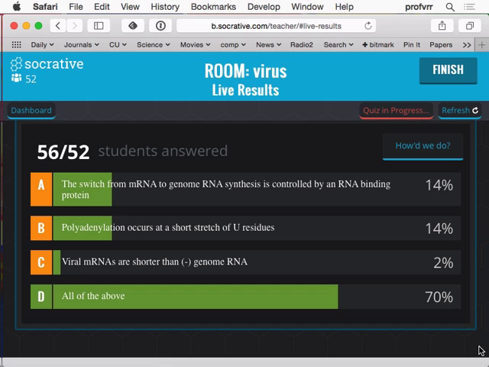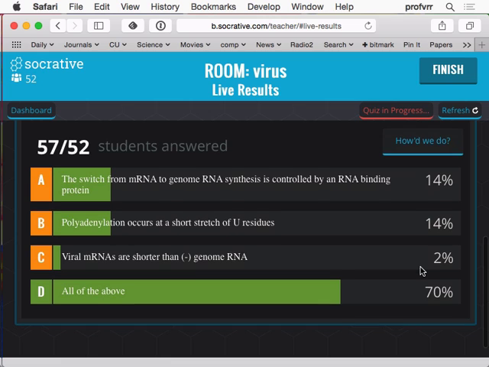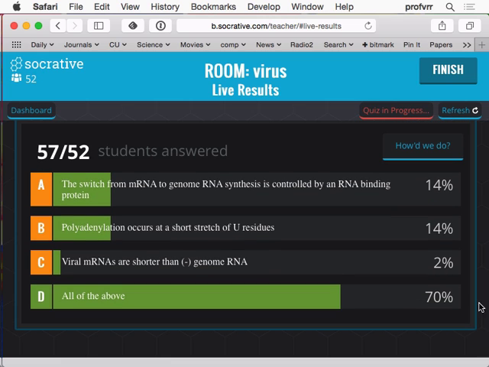The switch is controlled by an N, or nucleoprotein, an RNA binding protein that anti-terminates. Polyadenylation occurs at a short stretch of U's, whether it's in the intergenic region for VSV or where the RNA is being threaded through the polymerase for flu. And the viral RNAs are shorter than the genome RNA. That's why we need a switch between mRNA synthesis and genome RNA synthesis, because the mRNAs are not long enough to be substrates for replication.